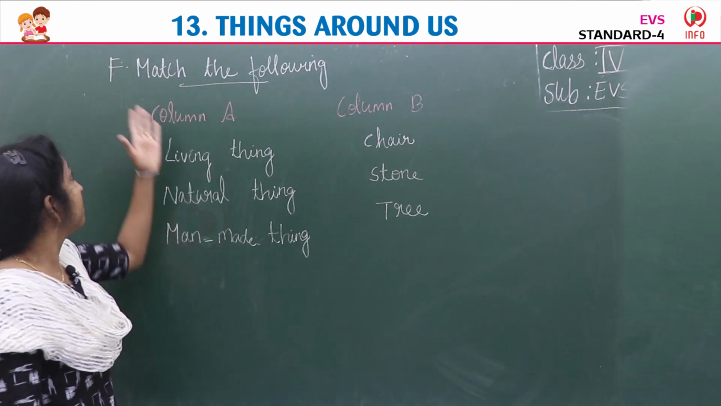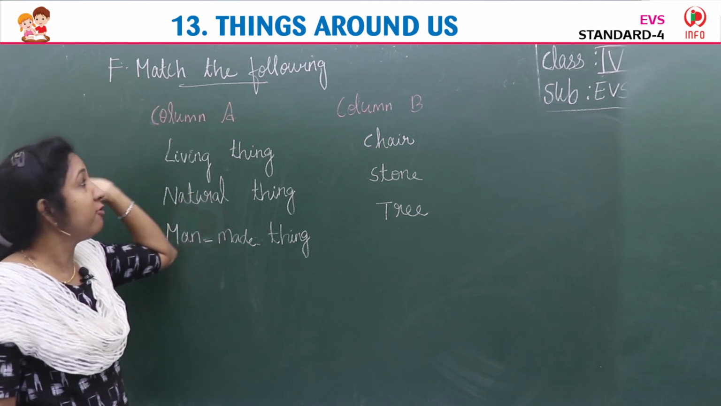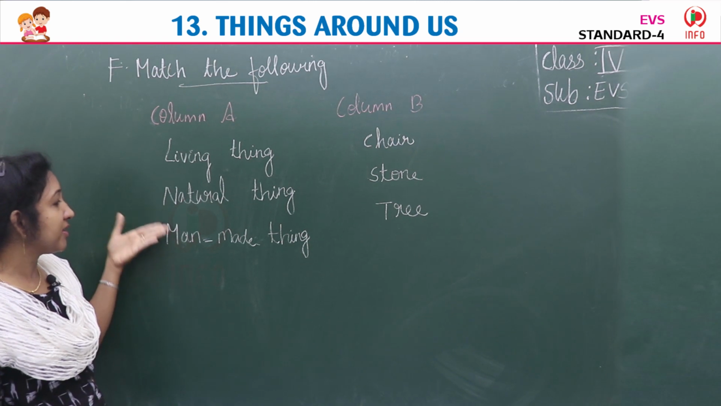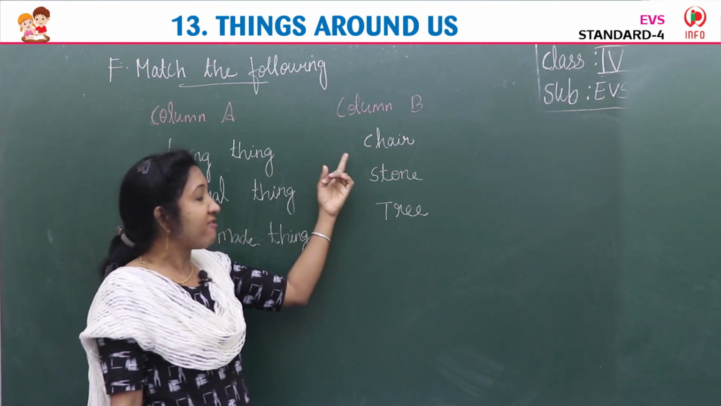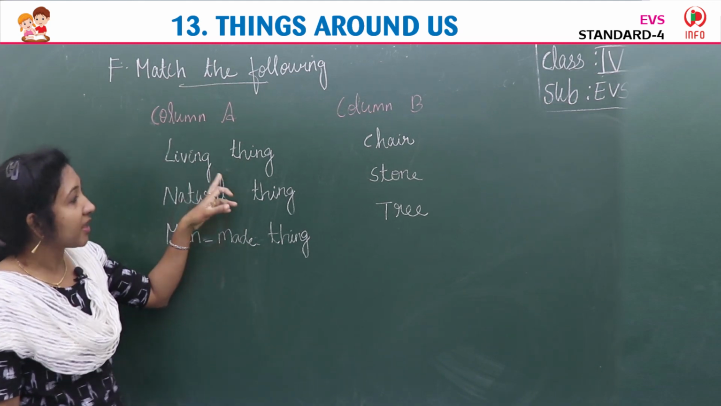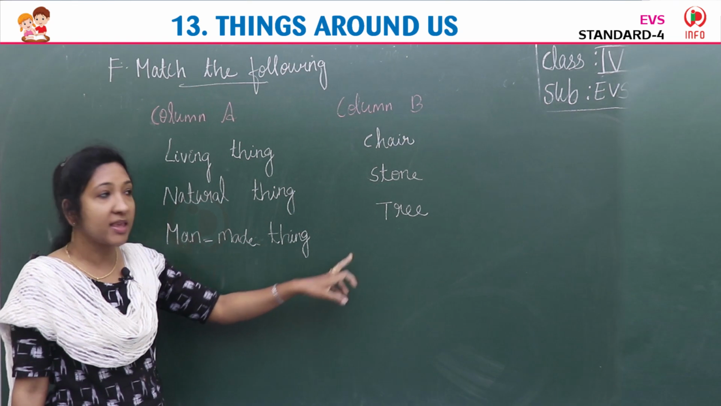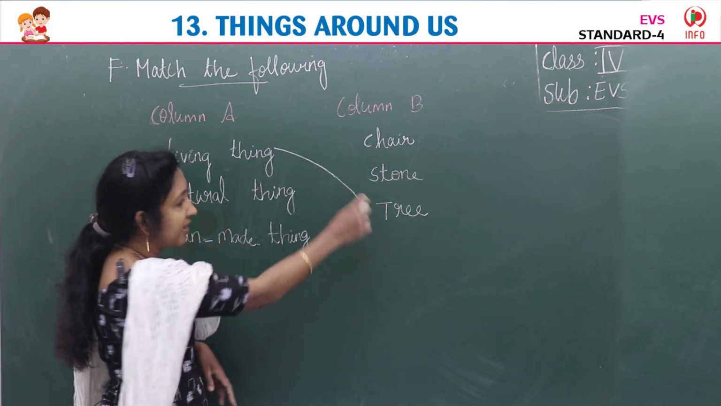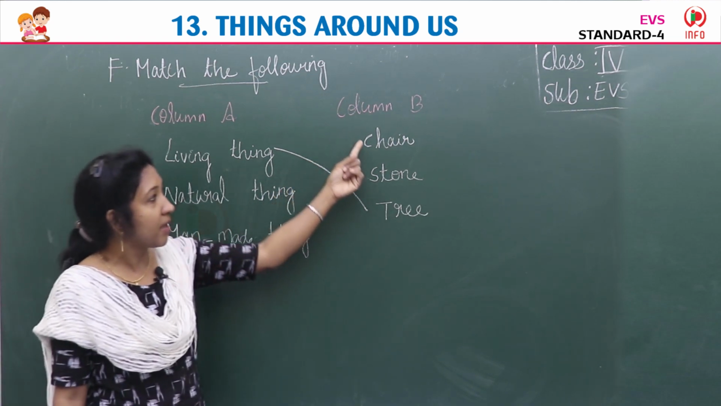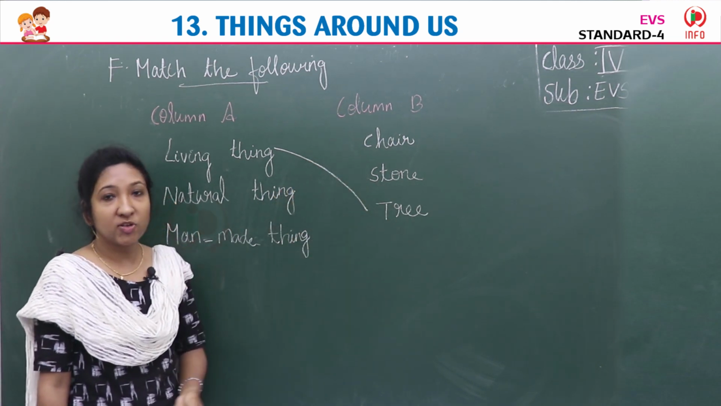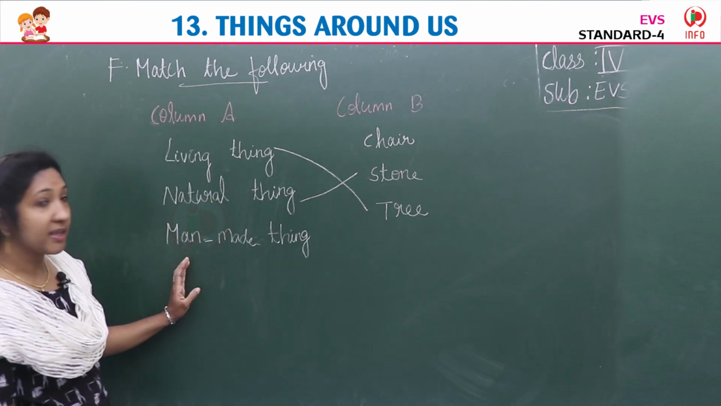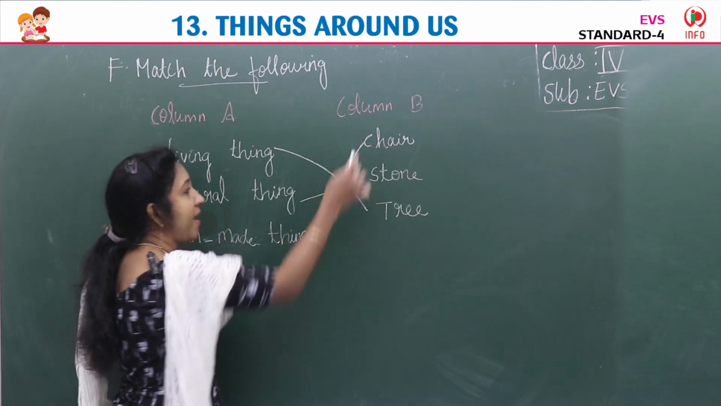So children, next is match the following. Exercise F, match the following. Column A, column B. In column A we have living thing, natural thing, man-made thing. And in column B we have chair, stone and tree. So we have to match. Living thing. Among these, which is the living thing? Yes, tree. So you have to match it with the tree. Natural thing? Chair, stone, tree. Yes, stone. Man-made thing is? Yes, chair.